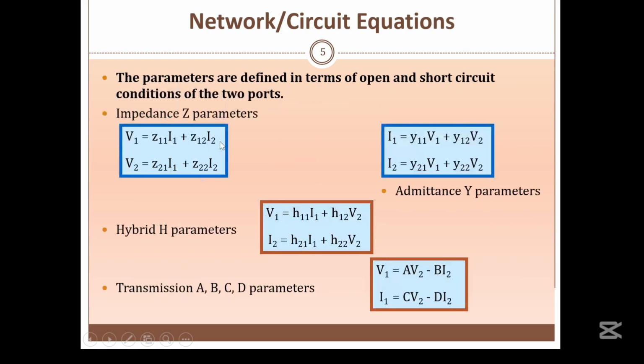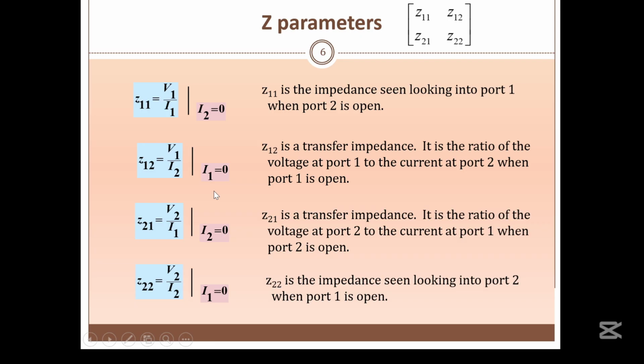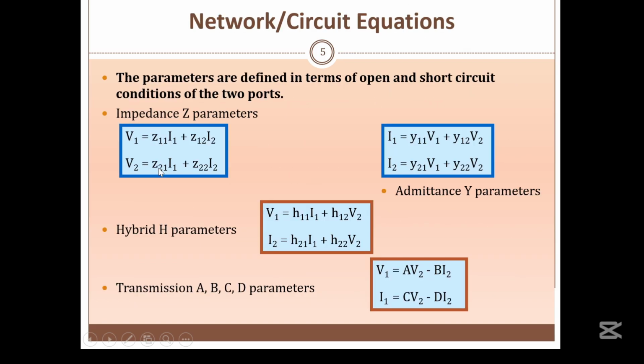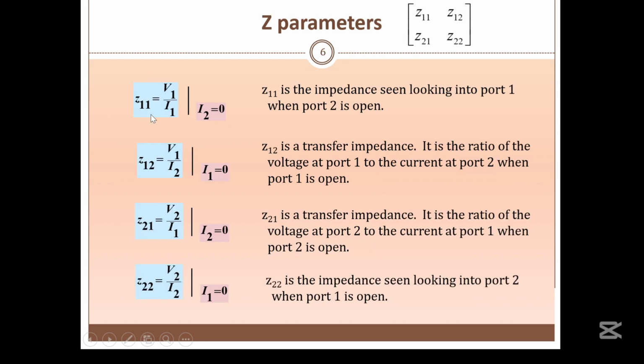For example, here you see they make I2 equal to 0 to find Z11 and Z21, and I1 equal to 0 to find Z12 and Z22. If you refer to the equations here, let's say I want to find Z11 and Z21. I need to make I2 zero, then both I2 terms will be cancelled. V1 equals Z11 I1 will be remaining, and V1 over I1 equals Z11.